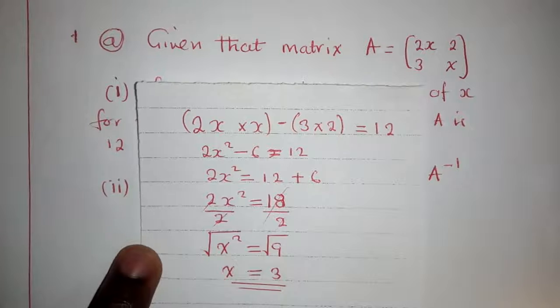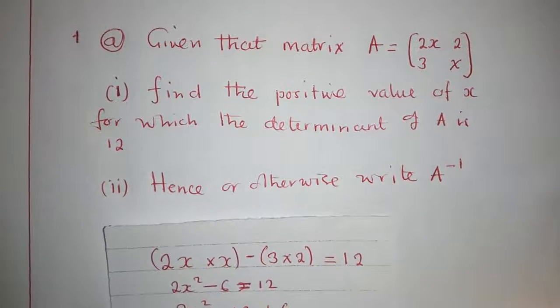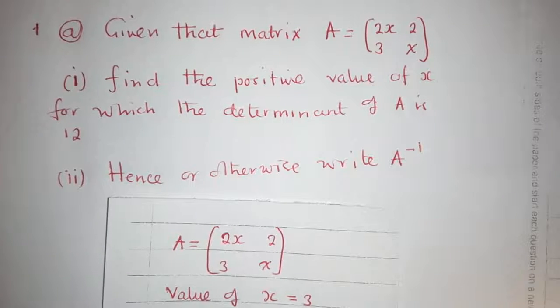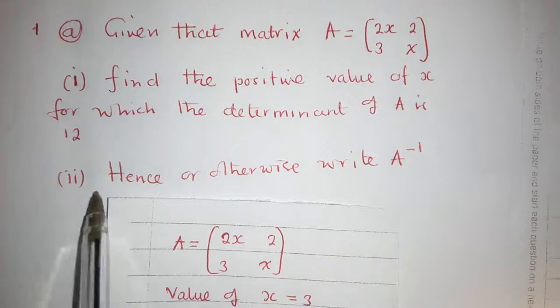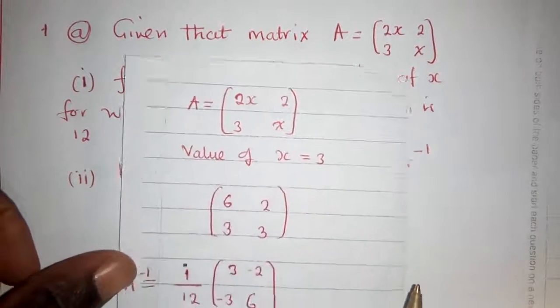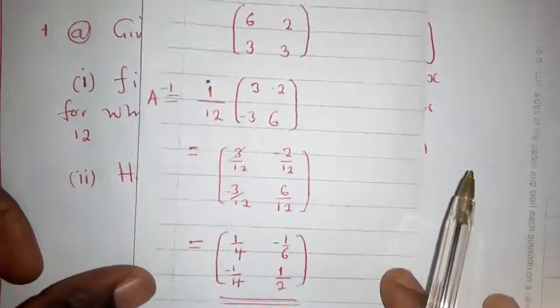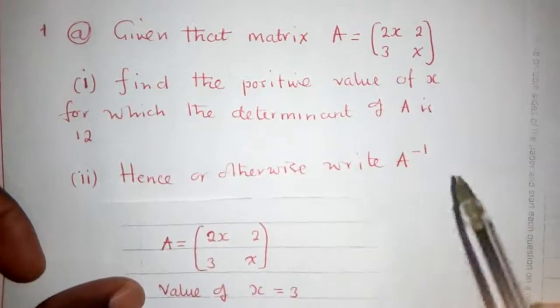Alright, so we jump to question 2, which is over here. So for question 2, the answer will look like this. This is how the answer will look like over here. So what did I do? They've said we find the inverse of A.